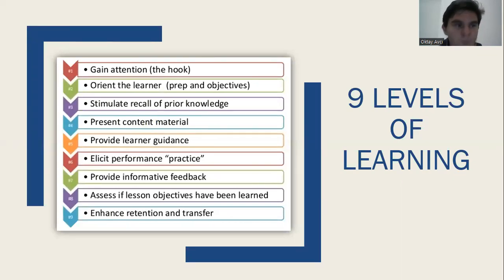For the fourth level, you present content material, which means you present your students what you're going to teach. At the fifth level, you provide learning guidance, which means again that you show them how you're going to teach them. At the sixth level you practice it, at the seventh level you give informative feedback, and at the eighth level you assess if lesson objectives have been learned, which means did you gain what you tried to gain. The ninth and last level is that you have to enhance retention and transfer. So, if a student doesn't go through all these 9 levels, they cannot be subjected to the 5 methods of learning that we've covered. Students should go through these in order to achieve learning.